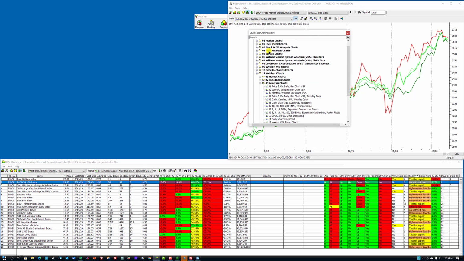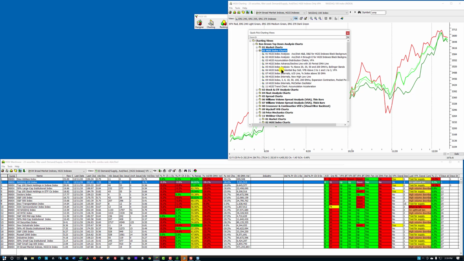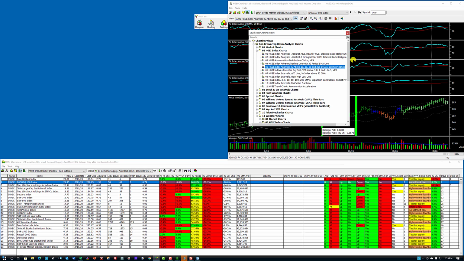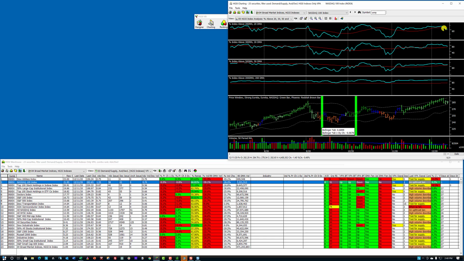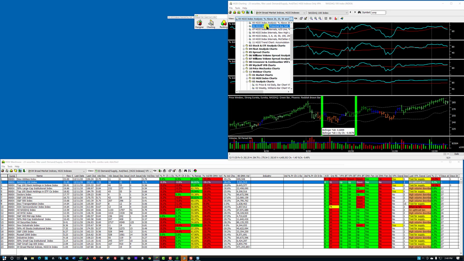I better use my quick pick so you can see what I'm doing. Going to the HGSI index charts. Percent above the 20, 30, 50, and 200-day moving averages. You can see that there is some breakdown in the NASDAQ 100 as far as the percentage above the 20-day moving average, but still above the 30, 50, and 200. So nothing major here yet.